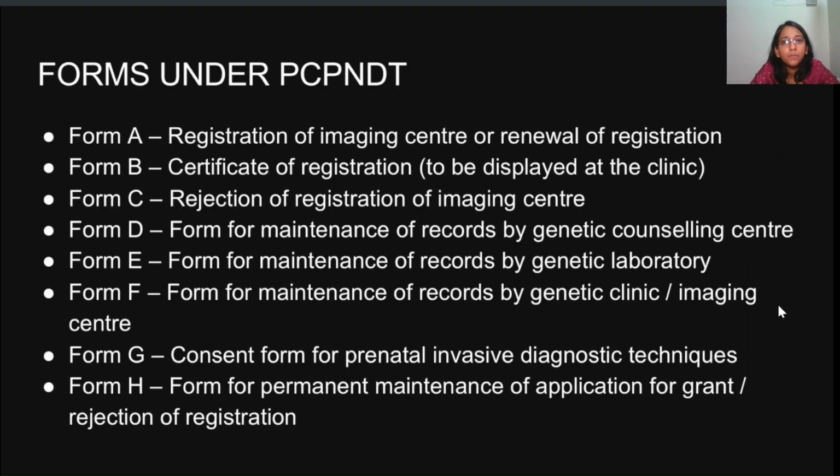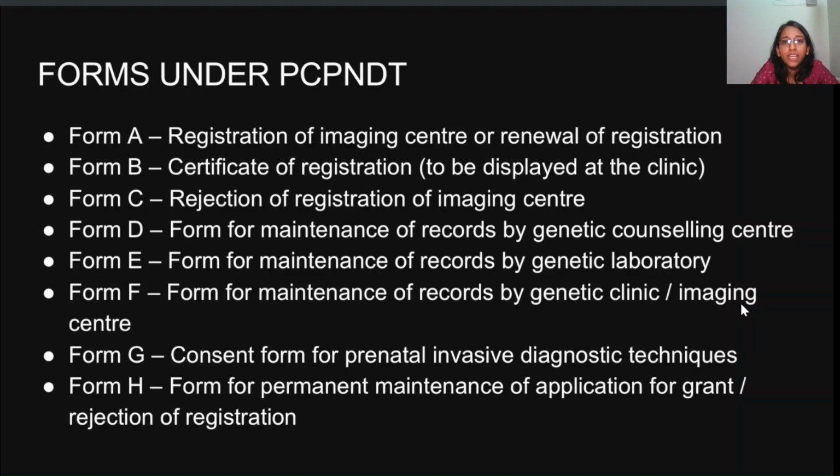What are the forms under the PCPNDT Act? So there are many forms. We'll discuss the main ones. Form A is for registration of an imaging center or renewal of registration. Form B is the certificate of registration, and this has to be displayed at the clinic. Form C is for rejection of registration of an imaging center. In case it's rejected, we have to fill the form C.